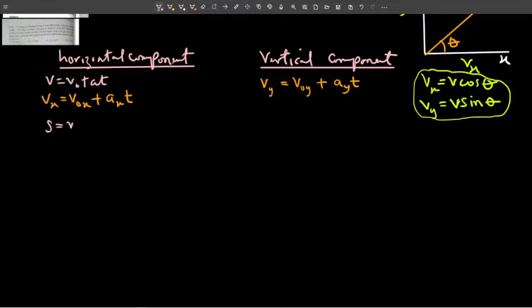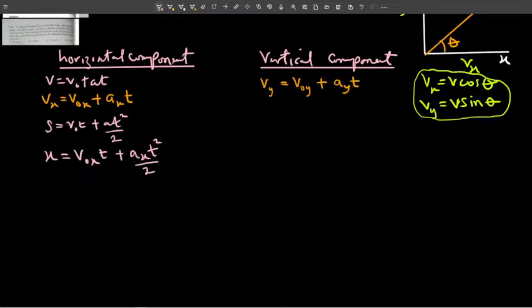s equals v naught t plus at square over 2. Let's resolve everything here to the x component. This s is distance. So distance in the x component is represented as what? As x. So x equals v naught in the x component, v naught x, then t plus a in the x component, a x t square over 2.